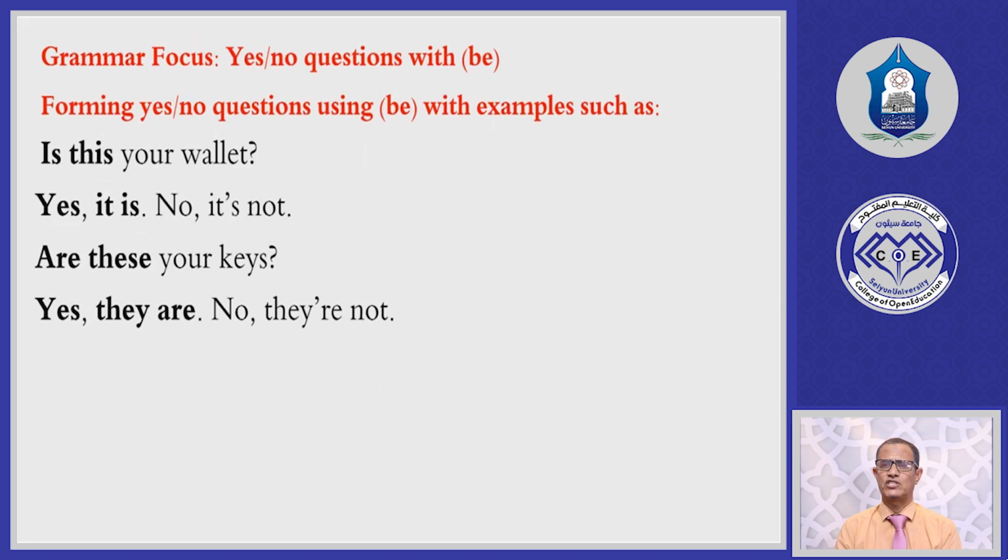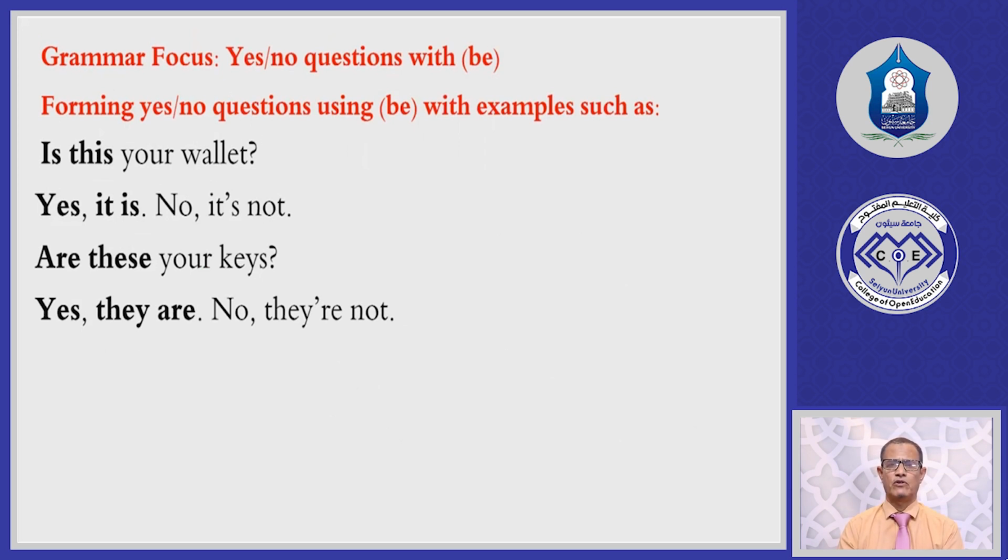Now we have grammar focus: yes/no questions with be, forming yes/no questions using verbs to be with examples. In this point, we are going to explain how you make yes/no questions using verbs to be. I think we have explained this point before, and we said that when verbs to be come at the beginning of a sentence, that means it is a question. For example, we have is, are at the beginning. So this is a yes/no question, that means a question that involves the answer yes or no.